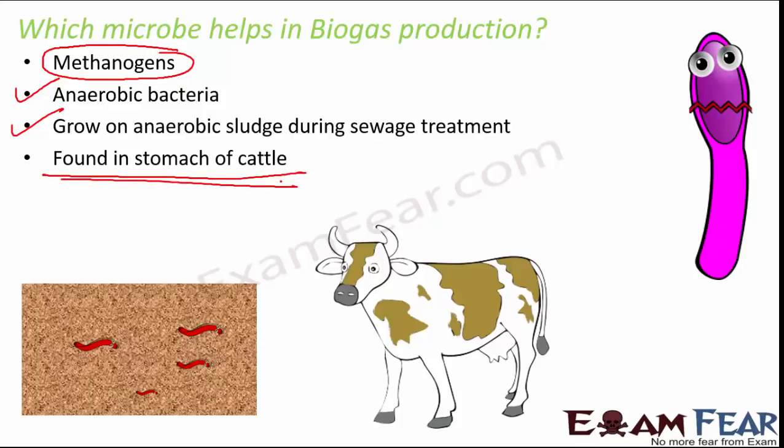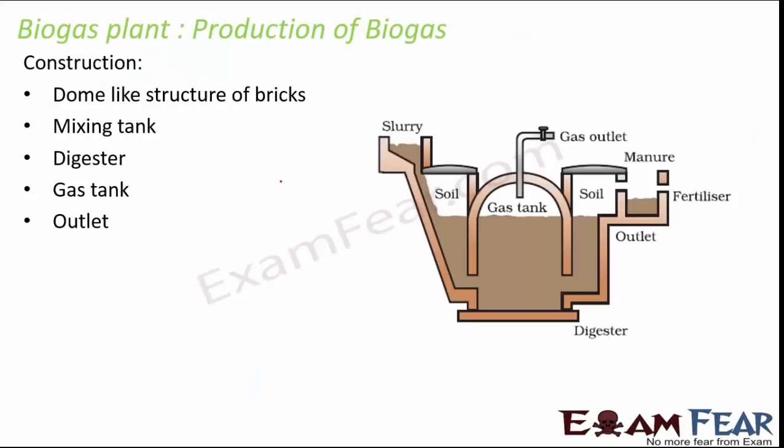You can go through the detailed process of biogas production, like in the biogas production tank, how exactly these microbes act, and you should know the entire process in more detail. This is how the biogas plant looks. You have a dome-like structure, the gas tank, you have a mixing tank, you have a digester, and then you have an outlet. You should have a detailed understanding of the biogas plant. I have already explained that in the detailed video. The link of the detailed video is given in the description section.